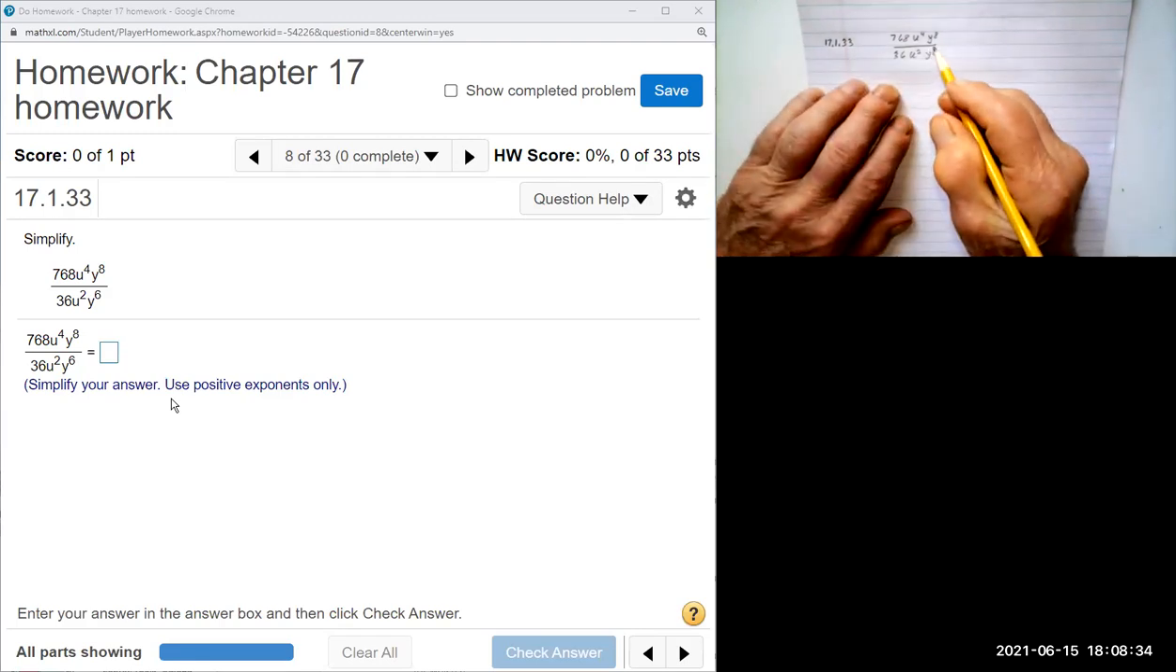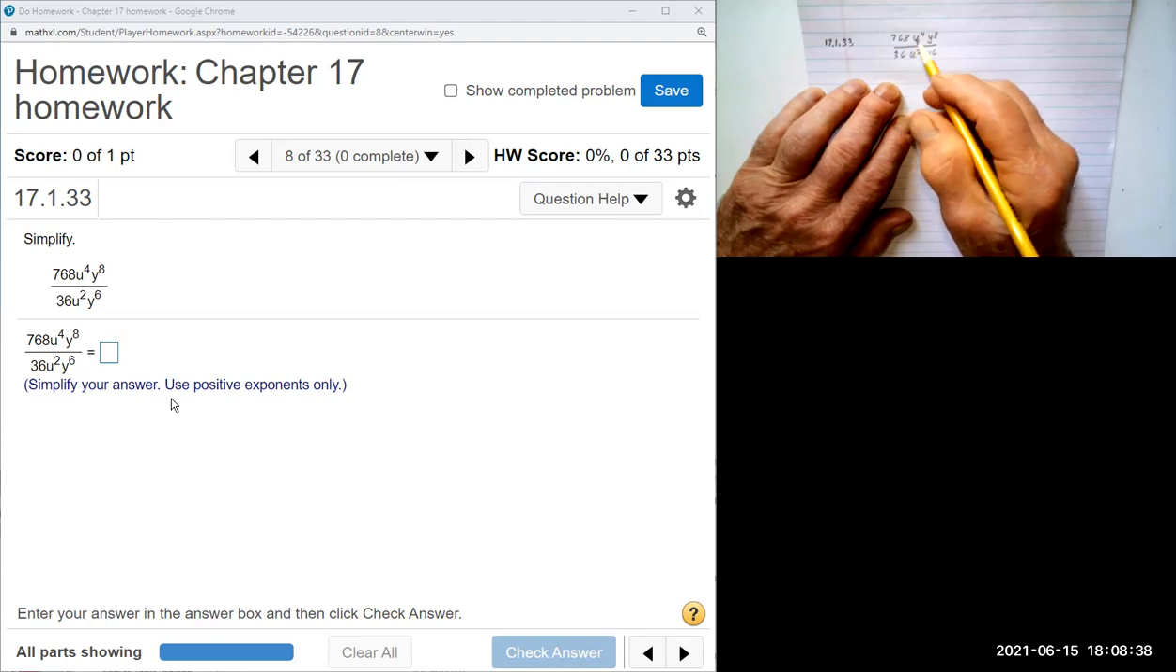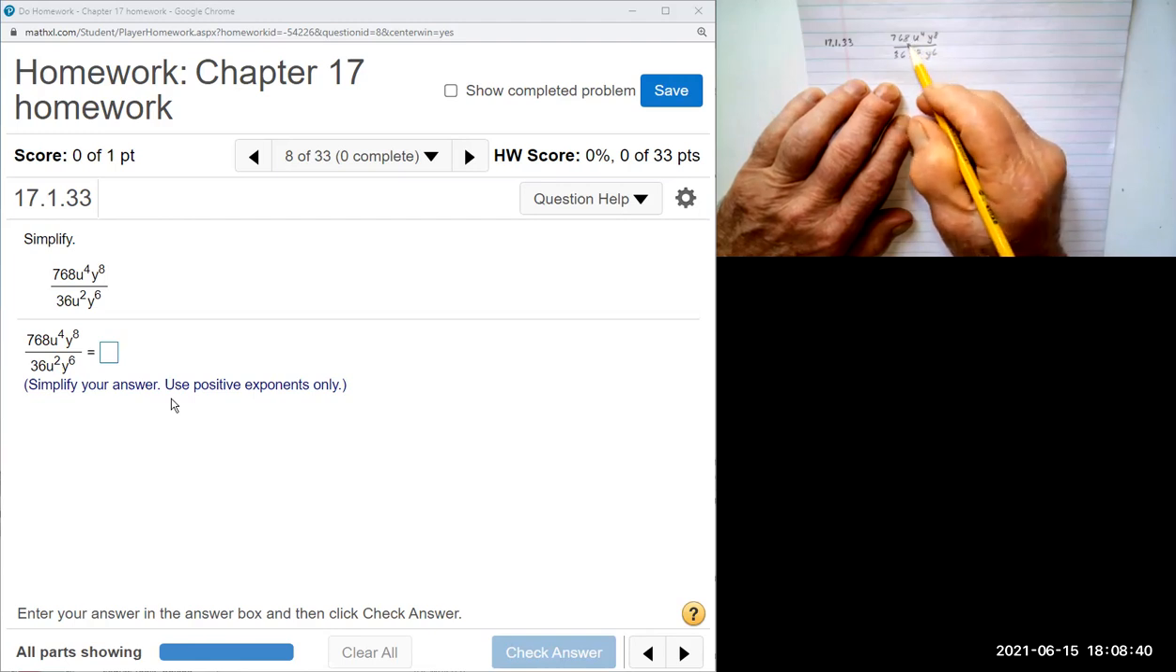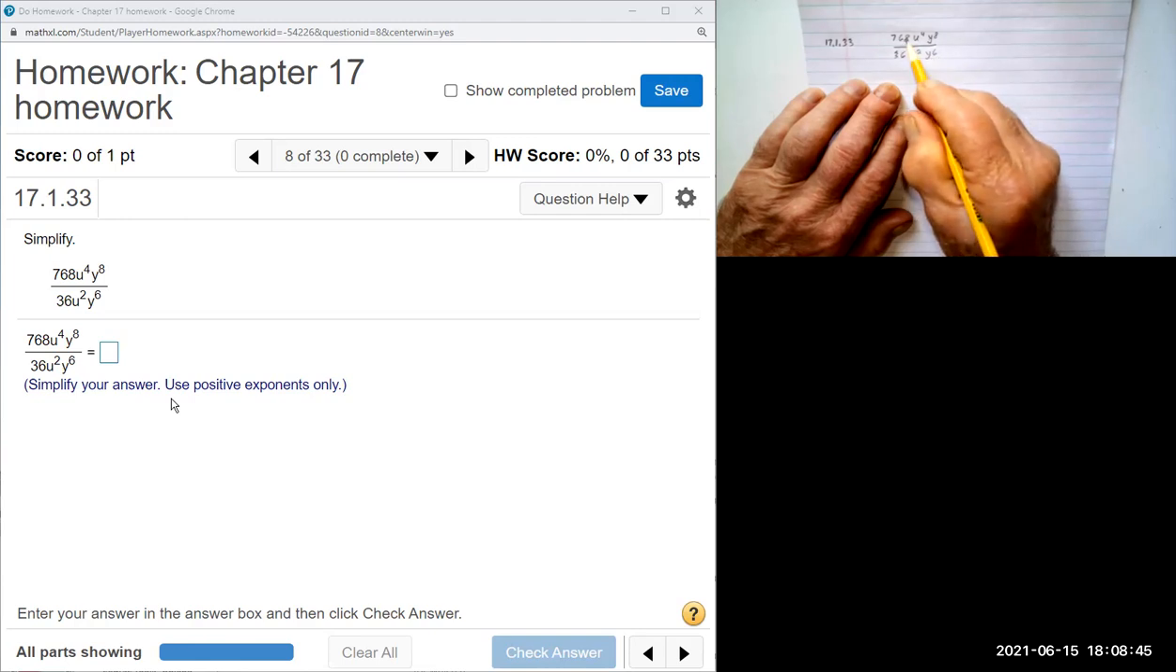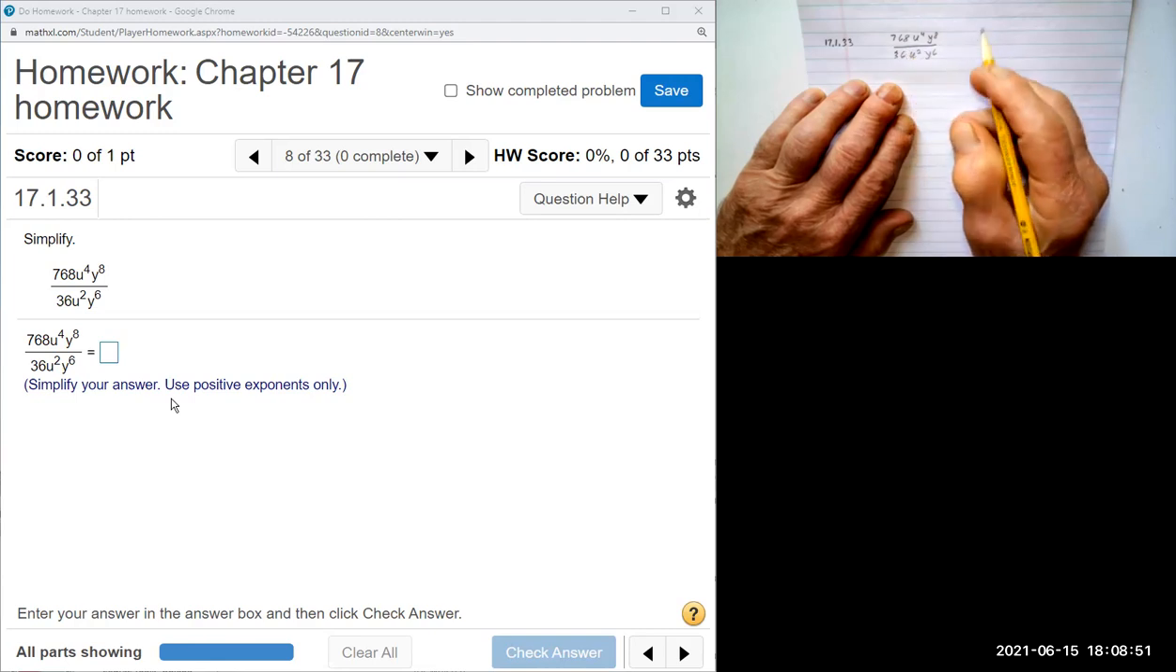In this problem, we're asked to reduce the fraction. Find the largest value that is common to both the numerator and the denominator. 768 and 36 are kind of large numbers. It takes a while to figure out which is the largest common factor, which I did ahead of time.